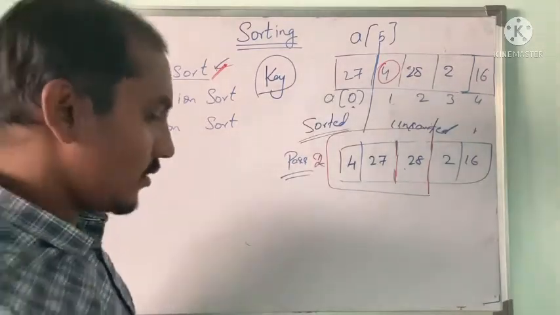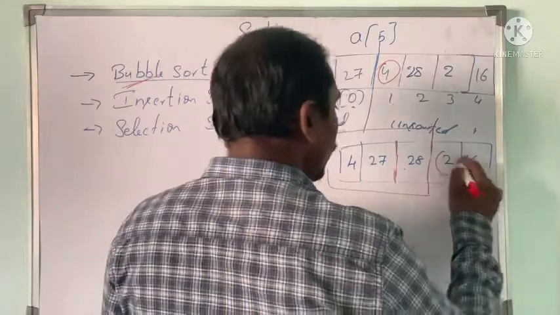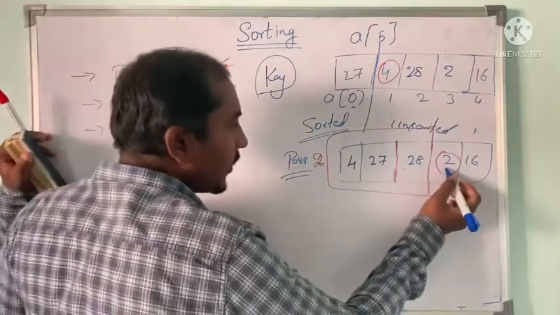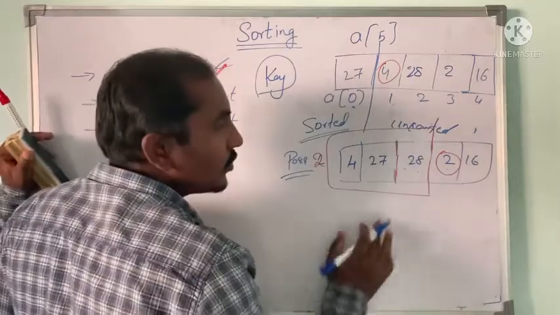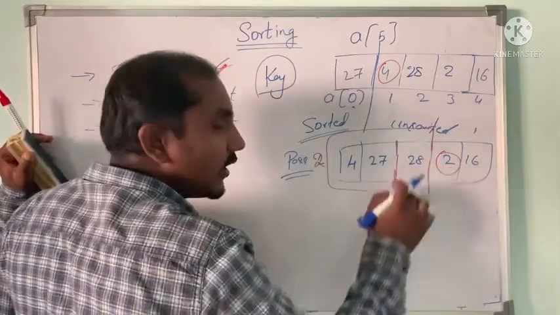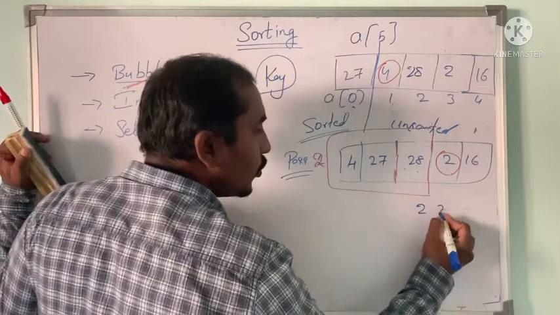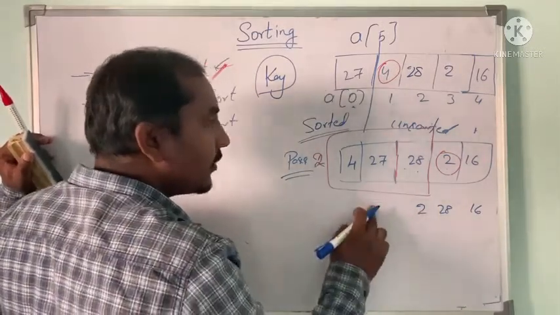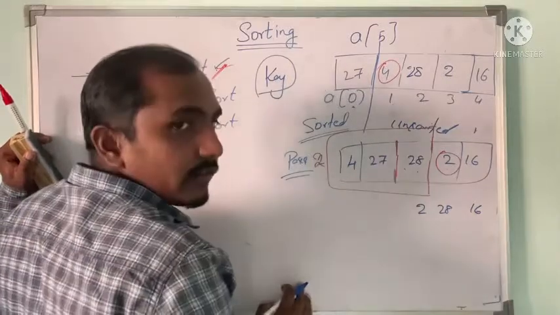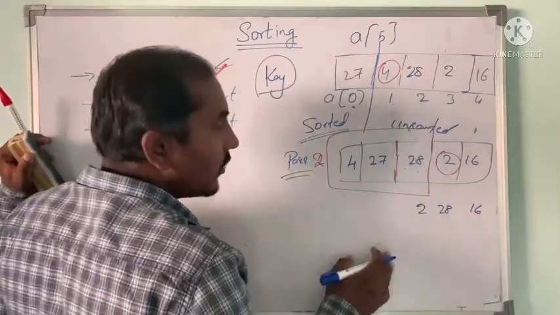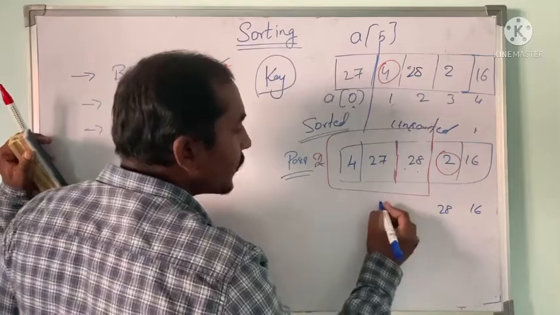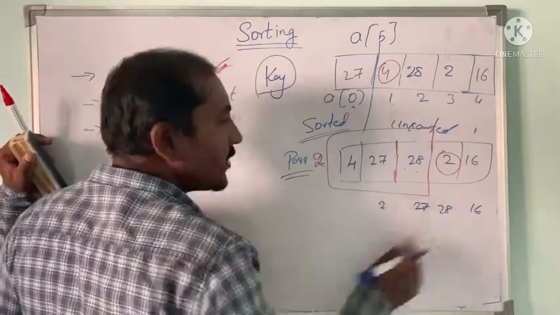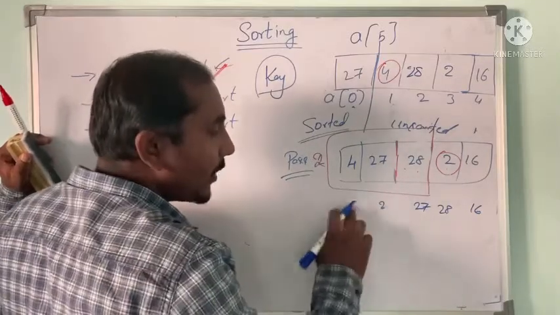Now again, in the unsorted list I have 2. So this 2 will be selected and it will be compared with 28. So 2 is less than 28. So we are going to write 2, 28, 16. And again the key element will be compared with 27 also, which is again greater than 2. So we are going to write 27 and 2. Sorry, 2 and 27. And after that 2 will be compared with 4.